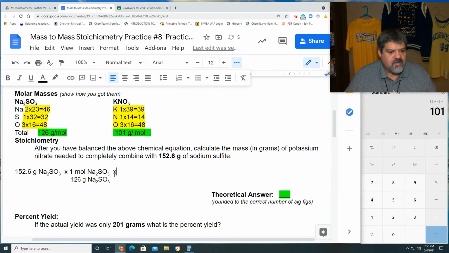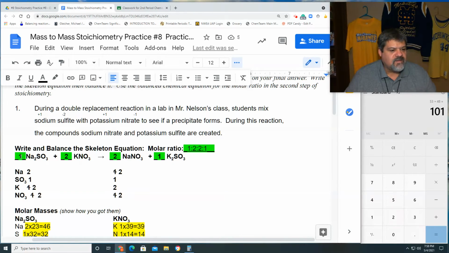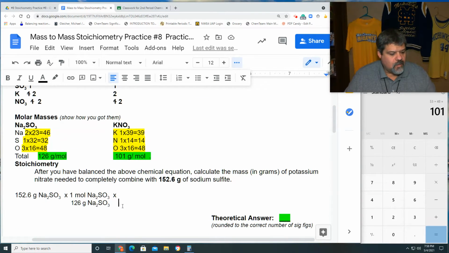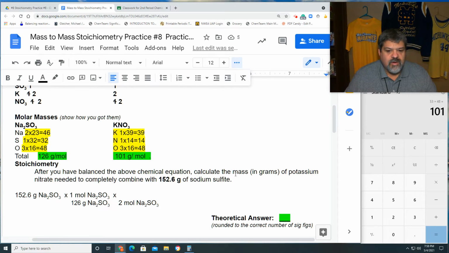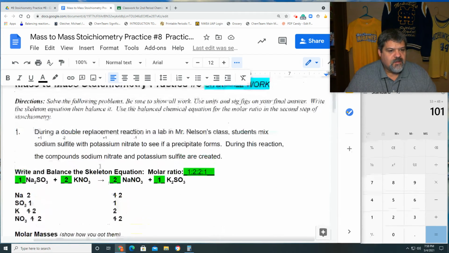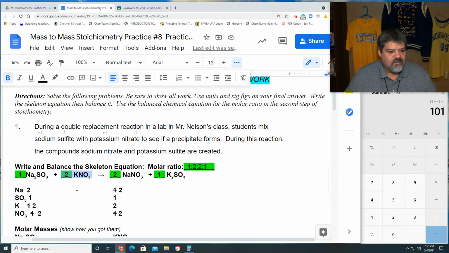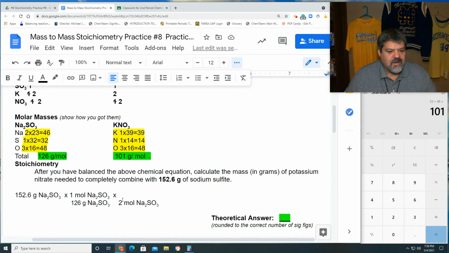Okay, so we're going to multiply this by, now this is our molar ratio. Now one thing we have, we have moles of sodium sulfite here, so we're going to go up here and say that's going to be 1 mole of sodium sulfite. So 1 mole of sodium sulfite is going to equal, we're looking for potassium nitrate. So if we go up here, potassium nitrate, it's going to be 2 moles of potassium nitrate right there. So we're going to go over here and we're going to put down, this was going to be 1 mole. And this is going to be 2 moles of potassium nitrate, KNO3.